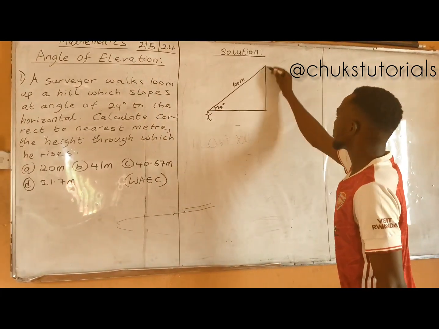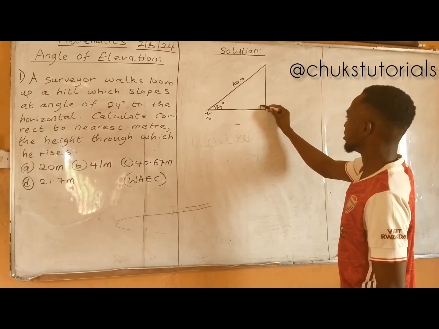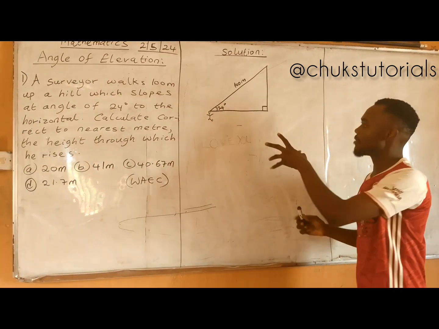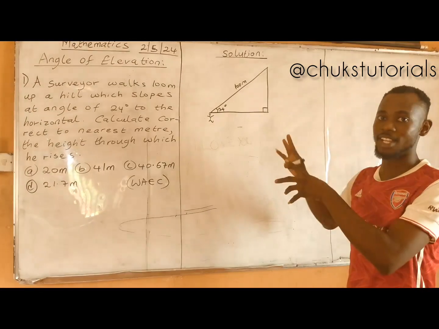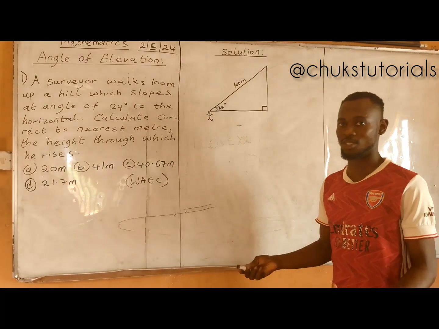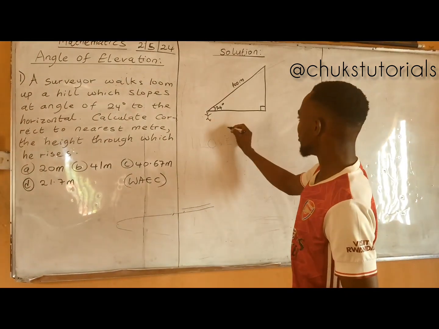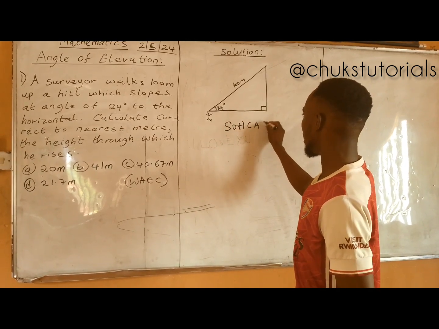Now when a straight line meets another straight line, it makes a perpendicular line, which is 90 degrees. So we have a right angle. This is a right angle triangle. Whenever you have a right angle triangle, you have to solve using the trigonometric ratios. Now we have a formula we should always remember, which is SOHCAHTOA.